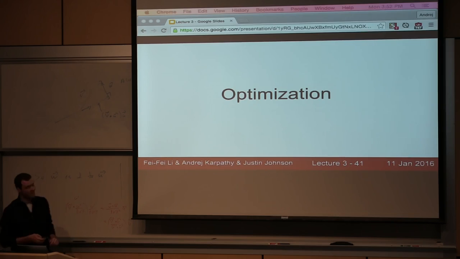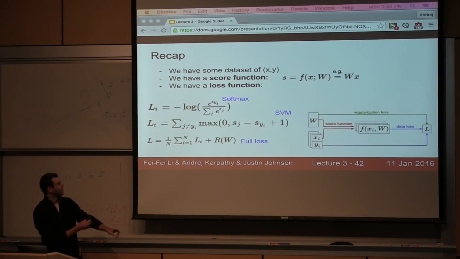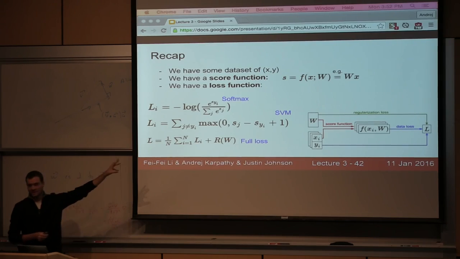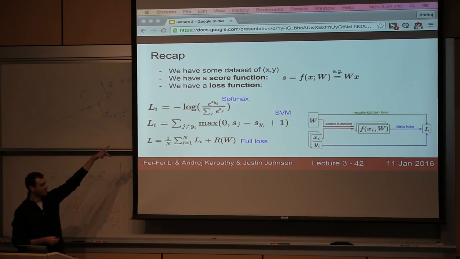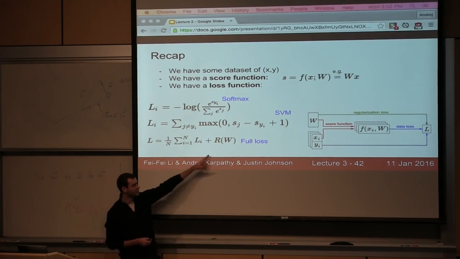I'm going to go into the process of optimization now, just to give you a sense of what this looks like. We have this f function, and we have these two formulations that I've shown you. The full loss is achieved as the mean loss over the data plus regularization.